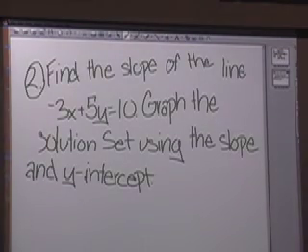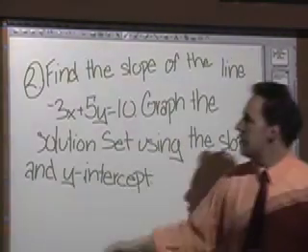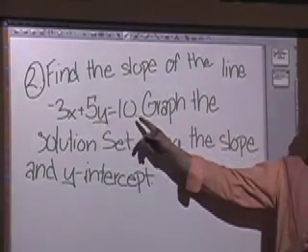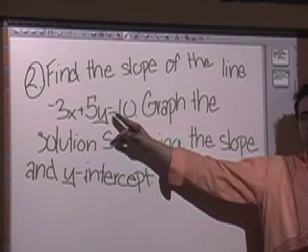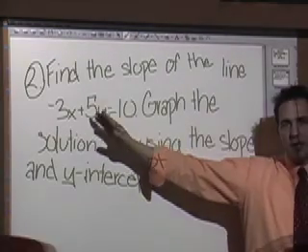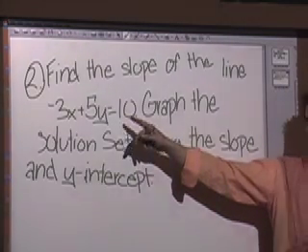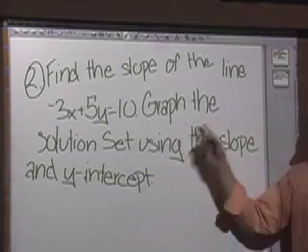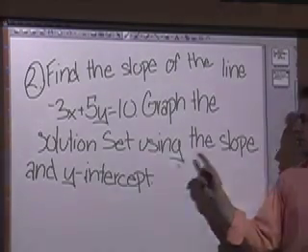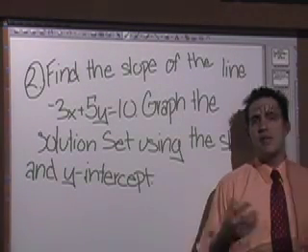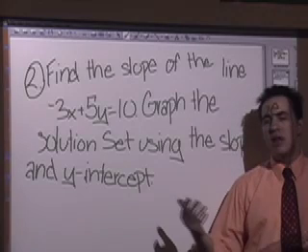Okay, for question number 2, you had to take this equation and find the slope and y-intercept of it. So you had to manipulate it first to find the slope, m, and the y-intercept. And then graph the solution set using the slope and y-intercept. So using the information that you found, then you had to graph it.